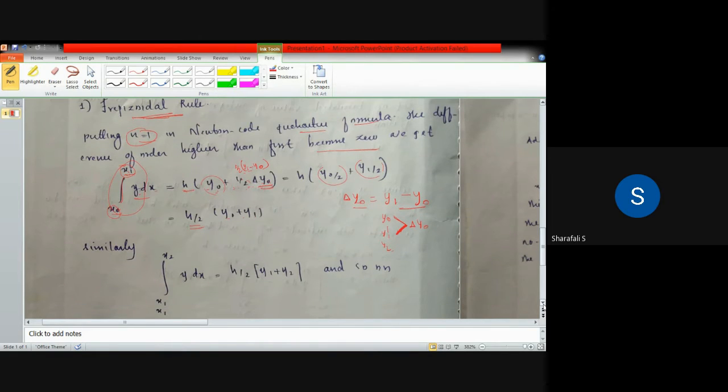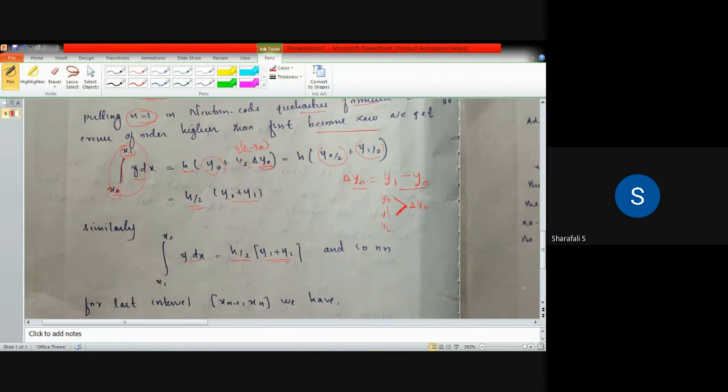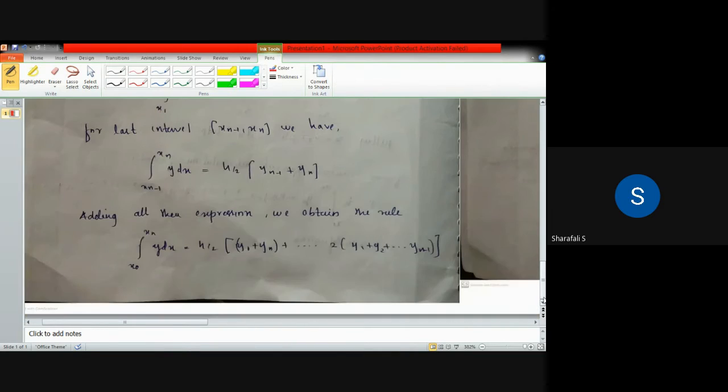Now, similarly, if you consider the integral from x1 to x2 of y dx, you will get h by 2 times y1 plus y2. So here it is y0 plus y1, and here it is y1 plus y2 when you are considering x1 to x2. Similarly, if you consider n x values, then in general you can write the integral from xn minus 1 to xn of y dx will be equal to h by 2 times yn minus 1 plus yn. That is in general.